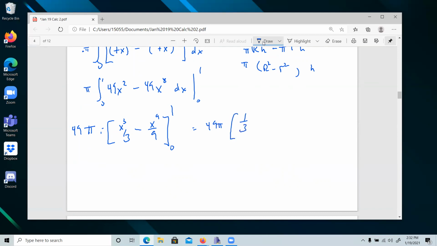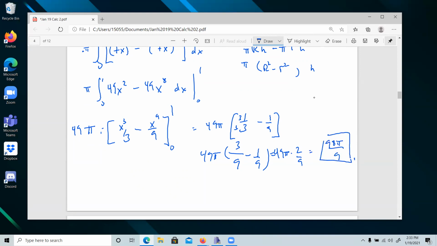What I have here is 1/3 minus 1/9. Okay. So 3 times 3, we get 3 over 9 minus 1 over 9. And that is 2/9. What do I got here? We've got 49 pi. And we've got times 2/9. Okay. 49 times 2, that is 98 pi over 9.